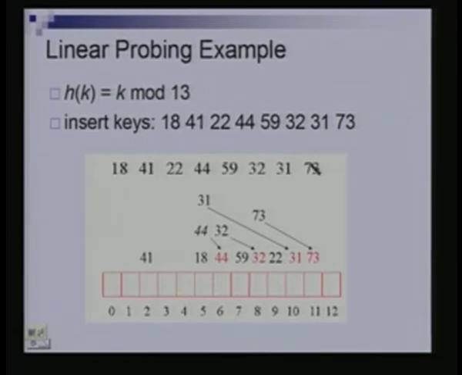73 mod 13 is 8. So we check for 73 here. This location is occupied, this location is occupied, and so we have to put 73 at this location. Very simple idea. All the elements are sitting in the table. This is the position of the elements. 41 is at location 2, 18 at location 5, 44 at location 6, and so on. Now this also shows you one problem with this technique. What is happening is that the elements tend to aggregate and form clusters, and so you might have to go through many locations while searching for an element.